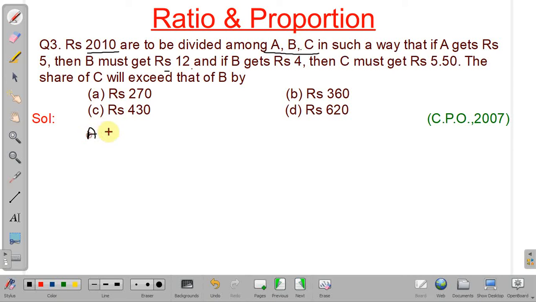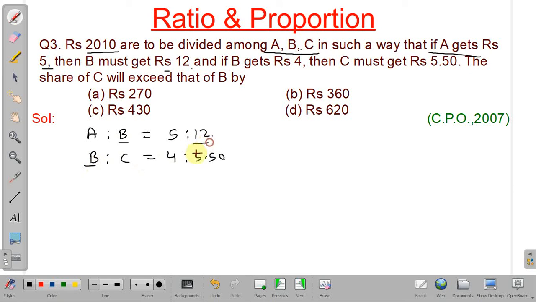So as the ratio is given, A ratio B will be, see, if A gets rupees 5, then B must get 12. So 5 ratio 12. Similarly, B ratio C, if B gets rupees 4, C must get rupees 5.50. Now, in order to get A ratio B ratio C, we have to make the B component the same.